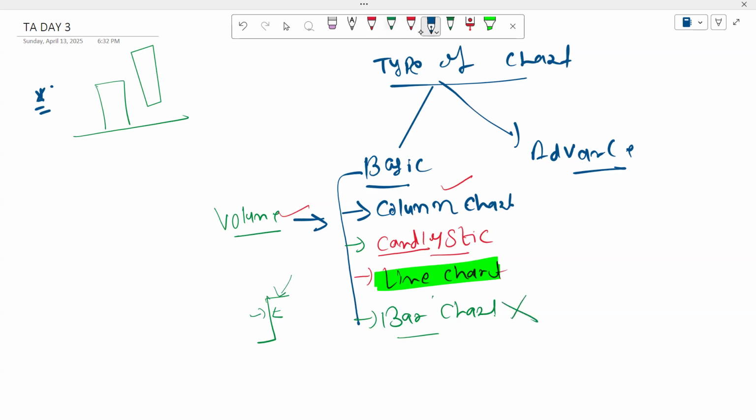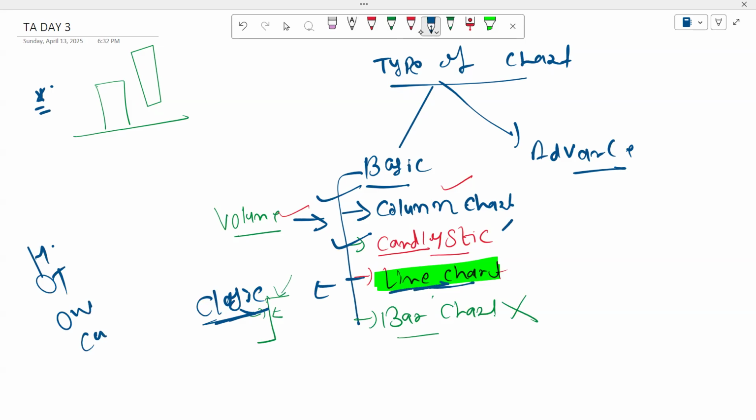Okay, so we have covered the column chart for the volume. Candlestick chart we have already covered. Now the line chart we'll use for the classic chart. To draw the classic chart pattern, you just need a line chart. Classic chart pattern means these patterns: head and shoulder, double top, double bottom, cup and handle. These patterns can be drawn by the line chart only. You don't need a candlestick chart for this.